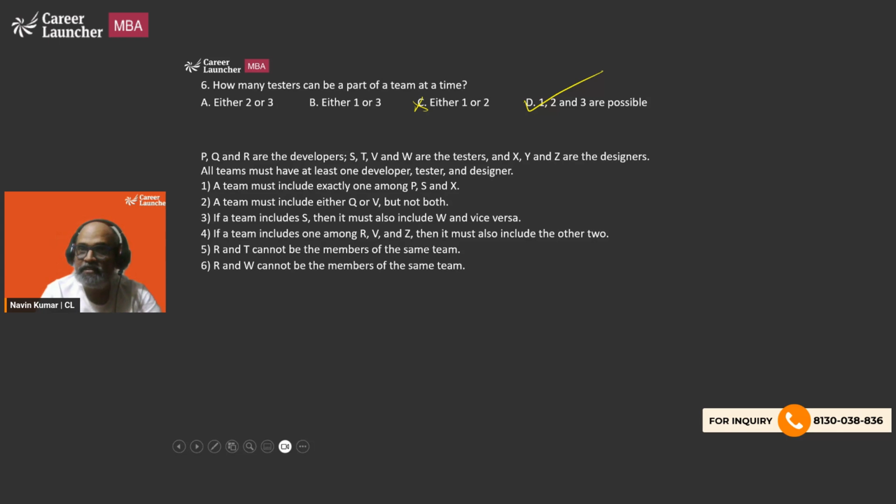So you can see that all team formation based sets, they are not easy. They are time consuming. Every question is a new one. They are generally independent of each other. Reading this statement will not help you figure out anything, so you have to straight away jump to the questions and start solving.